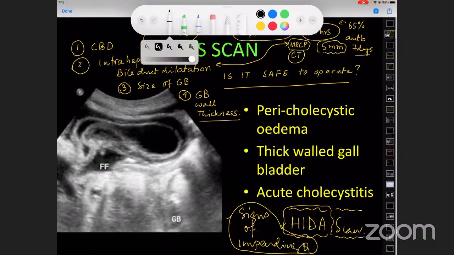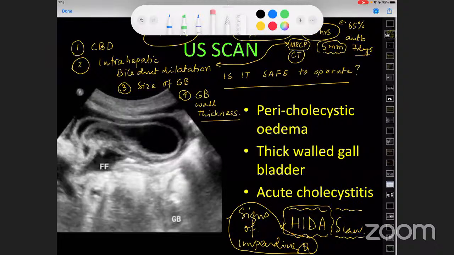The point is the sign of impending rupture. In that case, we should see the wall thickness. If it is a uniformly thickened wall, and in some place you could see the wall thickness is significantly reduced, it is a distended gallbladder, and in a portion you could see a small thinned out portion of the gallbladder wall, you could suggest this is probably the area where it could rupture. So this is a sign of impending rupture.